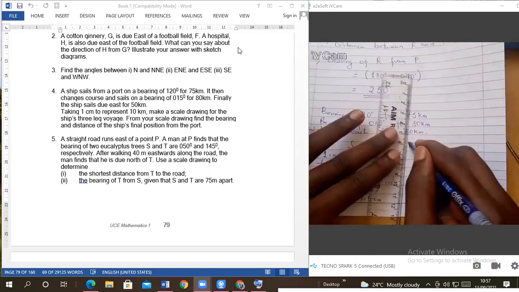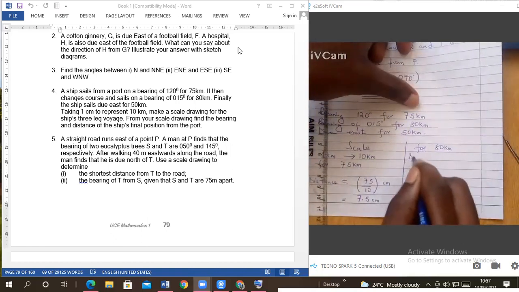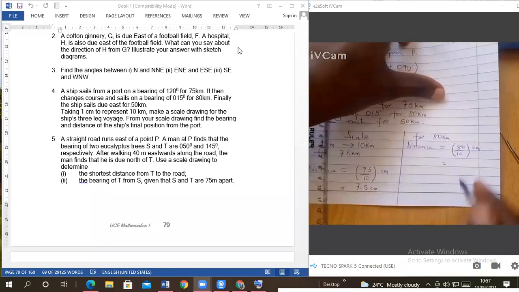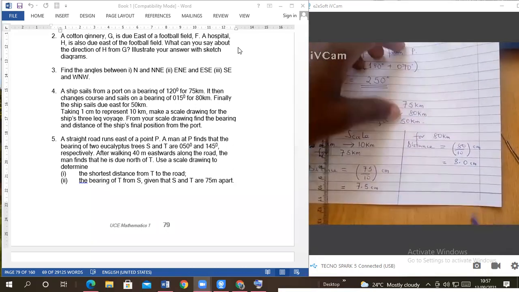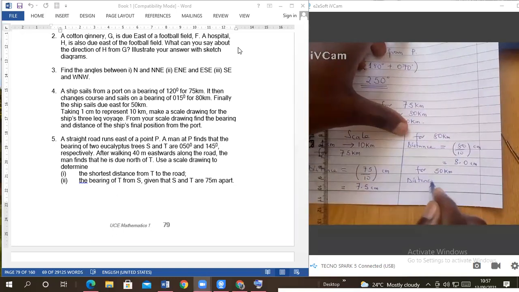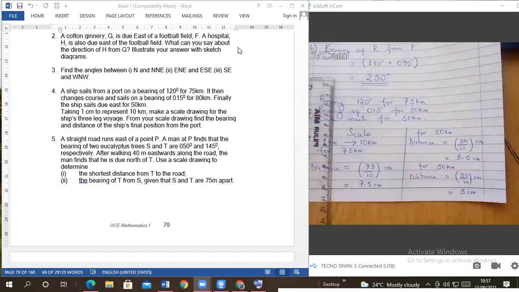Move to the next one. For 80, the distance will be 80 divided by 10, not so? Which will give us 8.0 centimeters. Then for 50 kilometers, the distance will be 50 divided by 10, which is 5 centimeters. Members, have you seen that? Yes. After that, let's go and make the sketch.